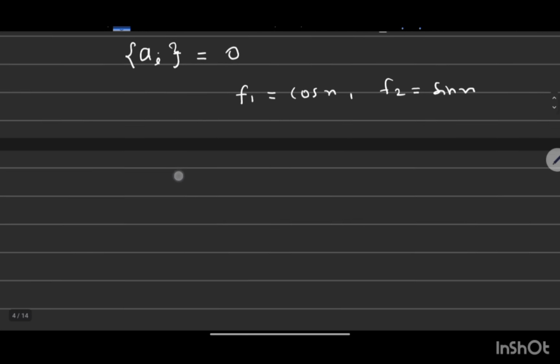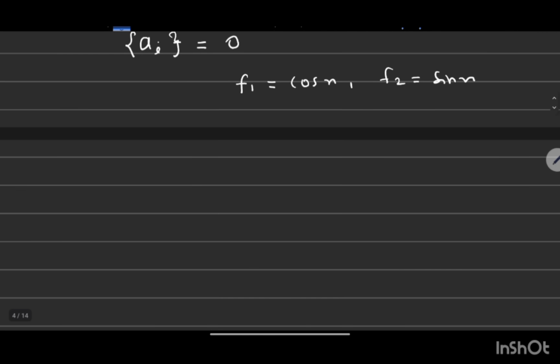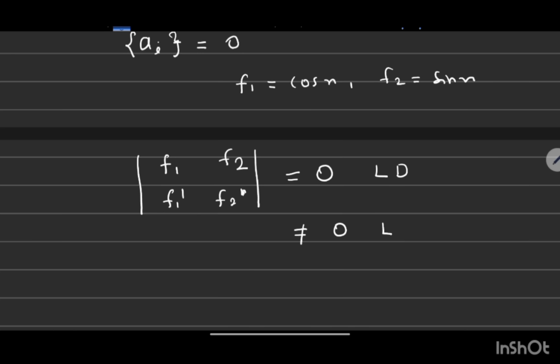In that case, one can take the Wronskian of these functions. You put f1, f2, and f1 dash, f2 dash, the first derivatives of the functions with respect to the independent variable. You make a matrix and find the determinant, and this is called the Wronskian. If the Wronskian turns out to be 0, then these vectors are linearly dependent. If the Wronskian is not equal to 0, then this vector set will be a linearly independent set of vectors.